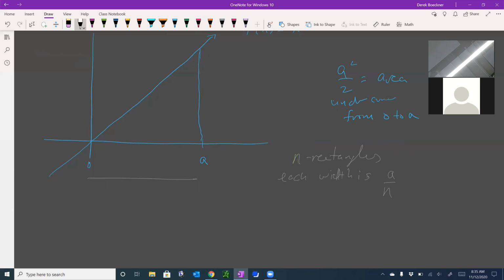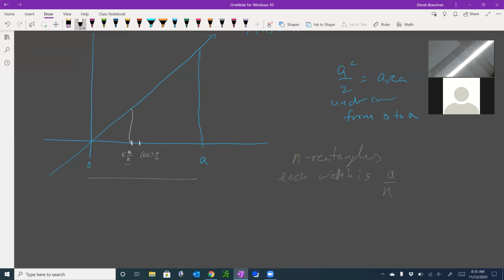Okay, so in here somewhere is a over n times k. That'll be the kth one that I start with. And this side will be k plus 1 times a over n. Each of them is a over n wide. So to get to the kth one, I will have had to use a over n k times, and then the next one I will use it k plus 1 times. Does that make sense? Okay.